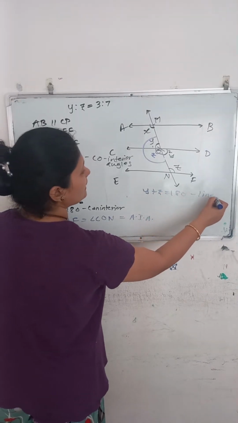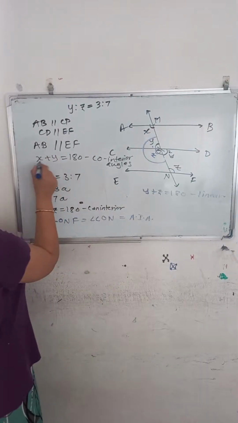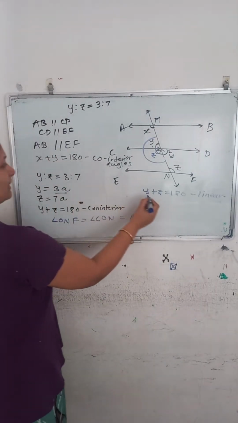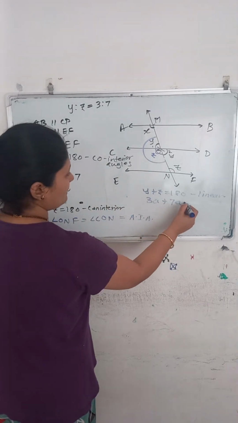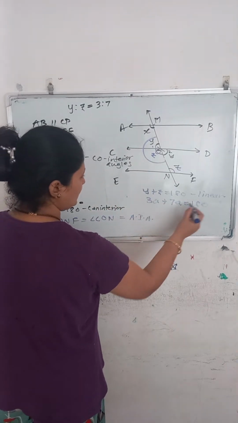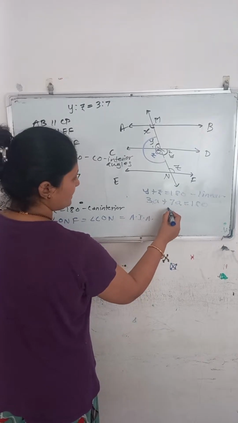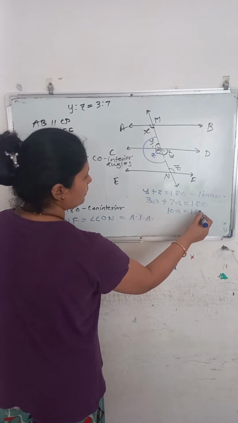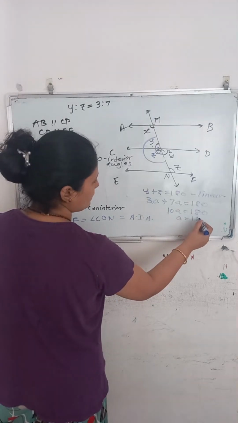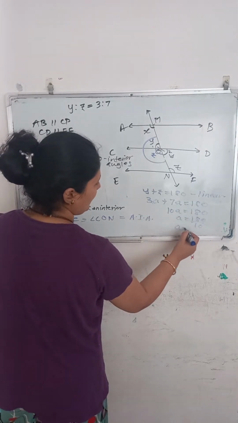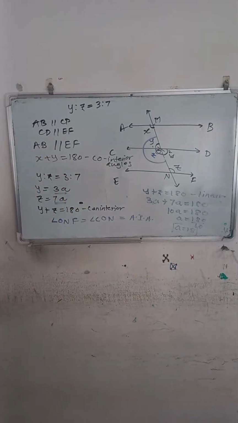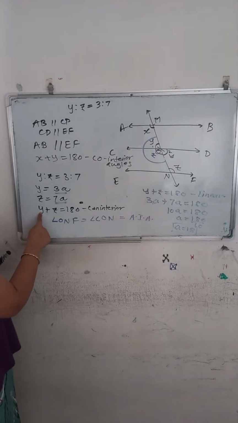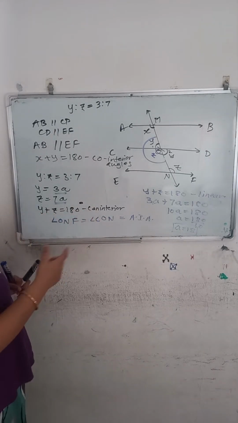That is a linear pair. But I know that Y is nothing but 3A, correct? And Z is nothing but 7A. So I will write 3A plus 7A is equal to 180. 3 plus 7 is nothing but 10A is equal to 180. So A is equal to 180 by 10. So A I am getting here is 18 degrees. Once you get this 18 degrees, you can substitute in Y plus Z. That also gives the answer.